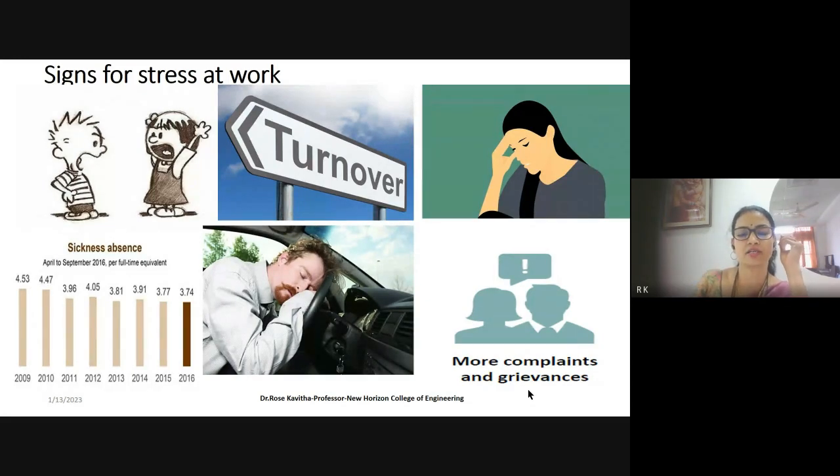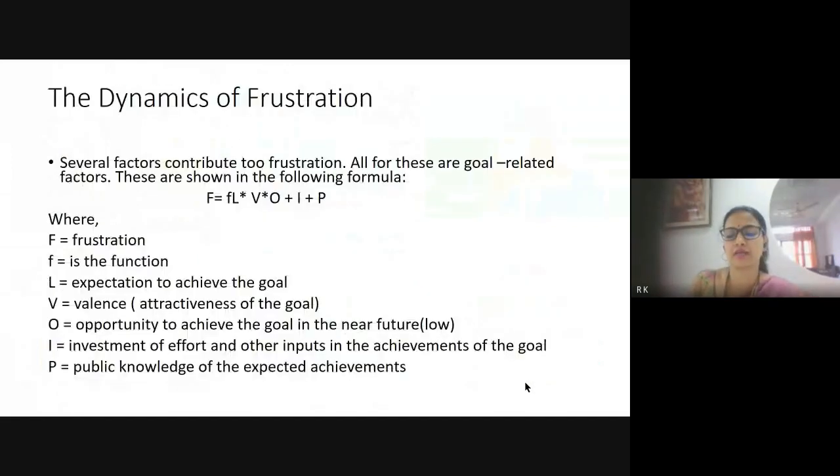And this is another statistic up to 2016, which tells 3.74. It's a percentage. Can you see, April to September is just 4 months. How much the employees are having very high stress. And these are all the breakages, more complaints and grievances, all this will happen. And I just wanted to share with you the dynamics of frustration.